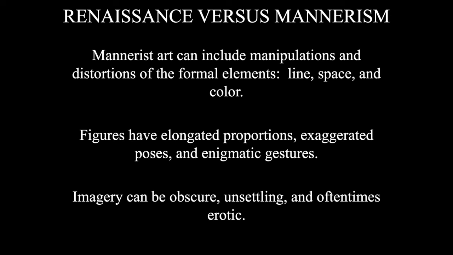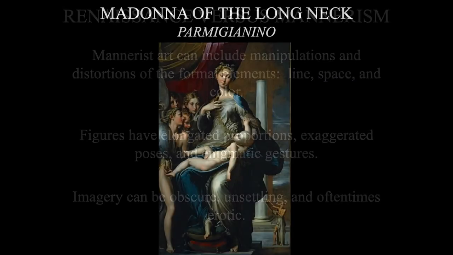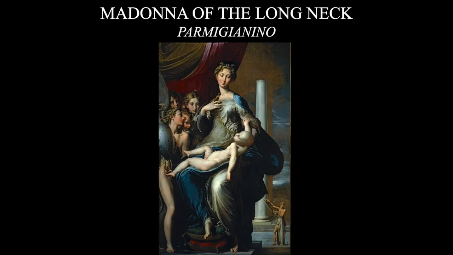So we consider Mannerist art can include manipulations and distortions of the formal elements: line, space, and color. The figures themselves have elongated proportions, exaggerated poses, and enigmatic gestures. Imagery can be obscure, unsettling, and oftentimes erotic. The most famous Mannerist work is the Madonna of the Long Neck by the artist Parmigianino.